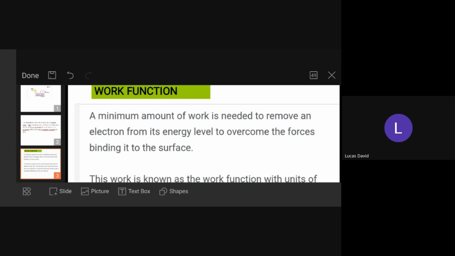Do you understand what I'm saying? Yes, sir. Okay, so that is what this little slide is talking about. The minimum amount of work that is needed to remove an electron from its energy level to overcome forces binding those surfaces is what we call work function. All right? Work function. That is what work function is.